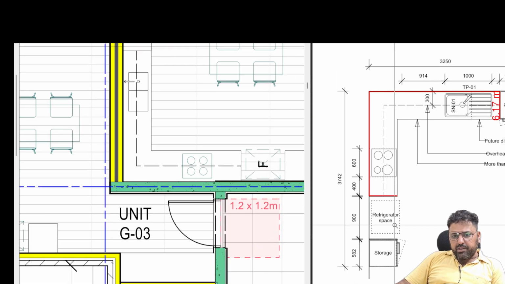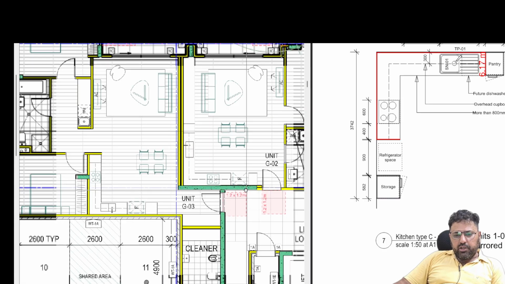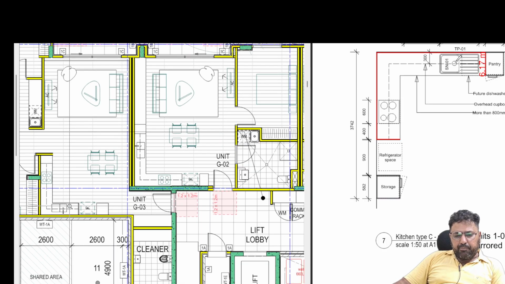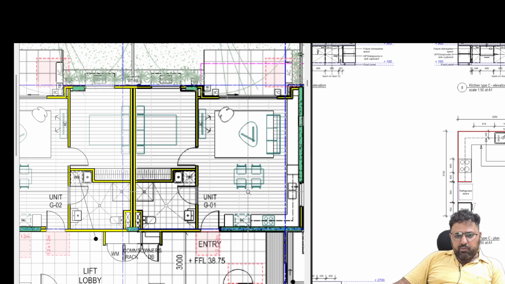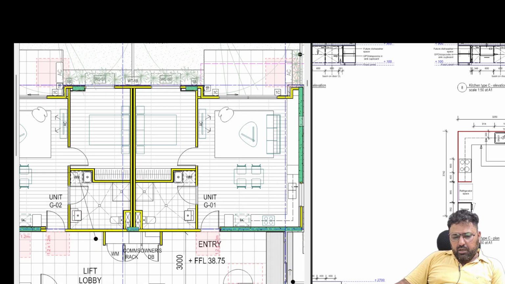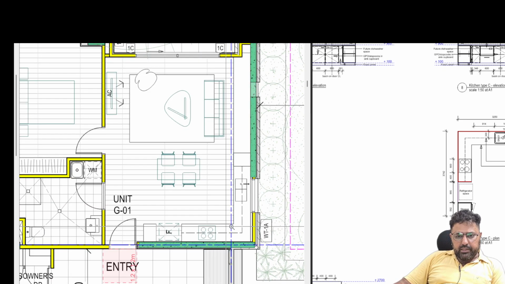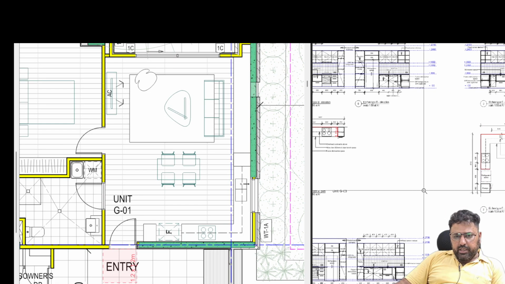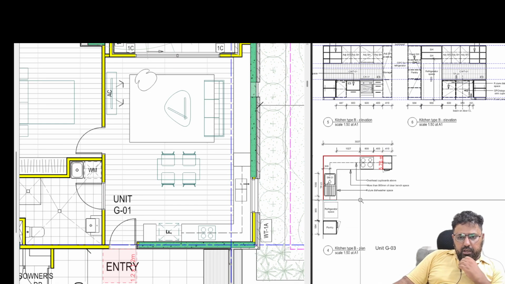This is a fridge space, refrigerator space, and here's the storage. You can check, this is type B and this is type C. So you have one type B and one type C, and your kitchen is here, so you can calculate the things from here. If you go to this place, here's the cooktop with the refrigerator.